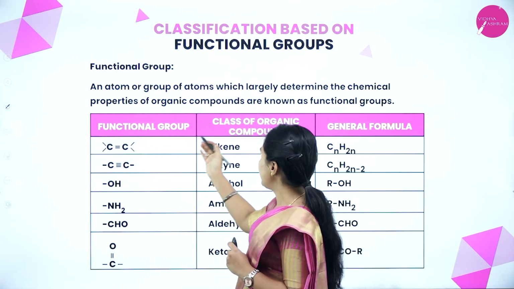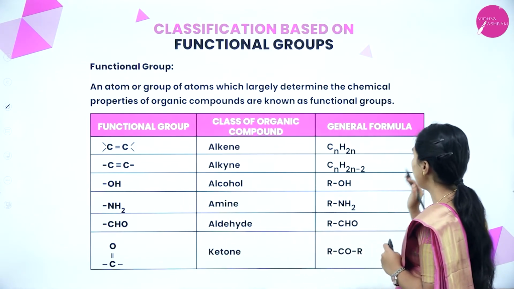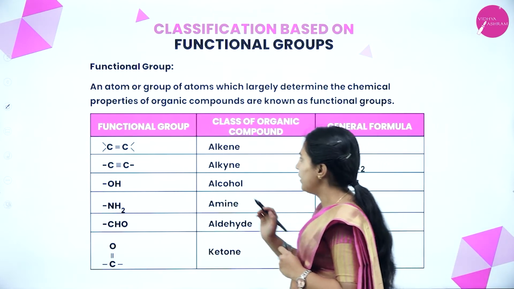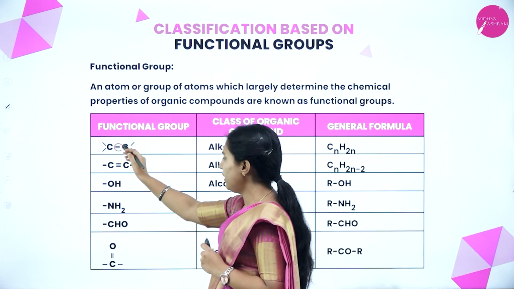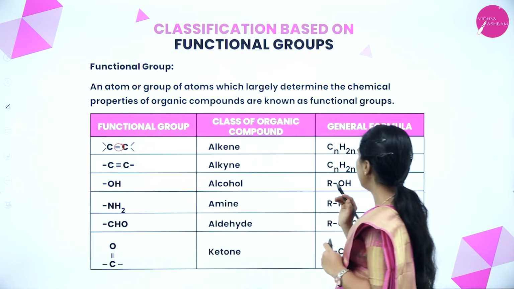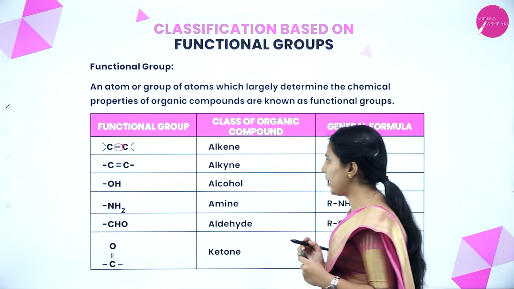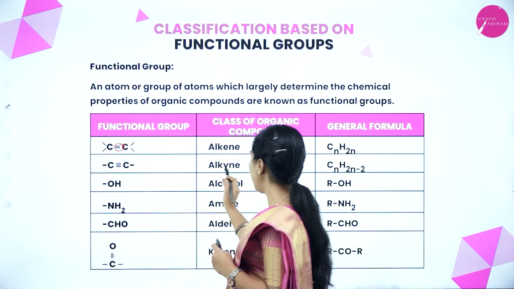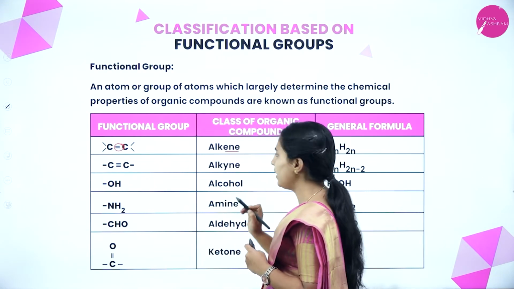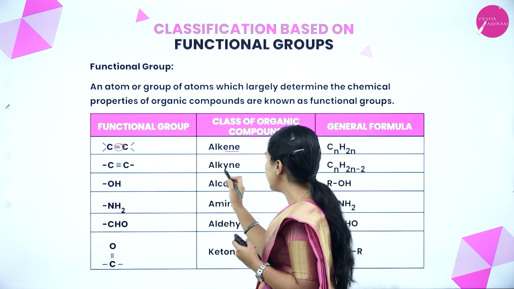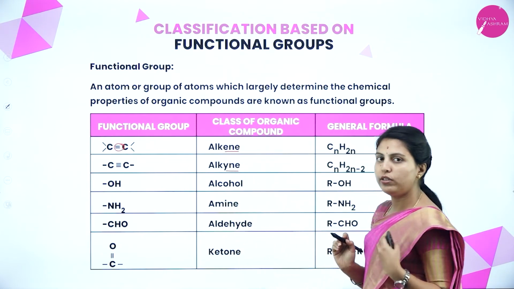See here: functional group, class of organic compound, general formula. This is alkene, a double bond is present, that's why we call it alkene. The general formula is CnH2n. n is nothing but the number of carbon atoms. Here a triple bond is there, alkyne. Ene is nothing but double bond. Yne is nothing but triple bond. Ane, you know, single bond.